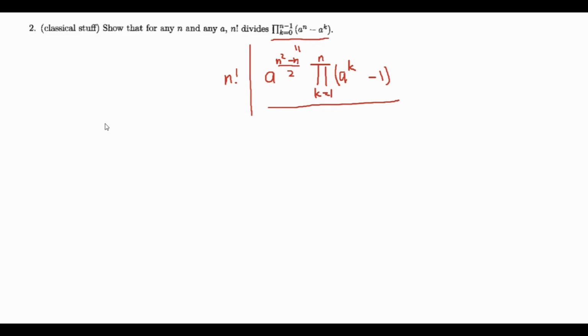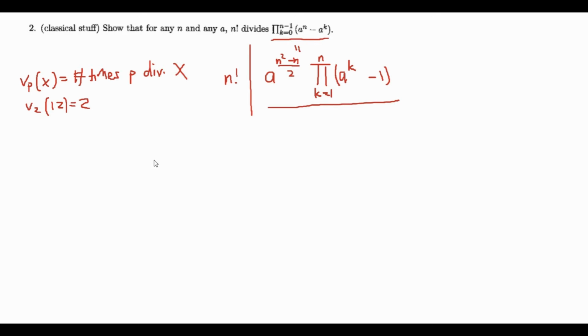So in order to work with things like this, let's define some new notation: v_p of x. This notation just equals the number of times that p divides into x. So for example, v_2 of 12: well, 2 divides into 12 two times, because 4 is a factor of 12 and 8 is not a factor of 12, so v_2 of 12 is just equal to 2.